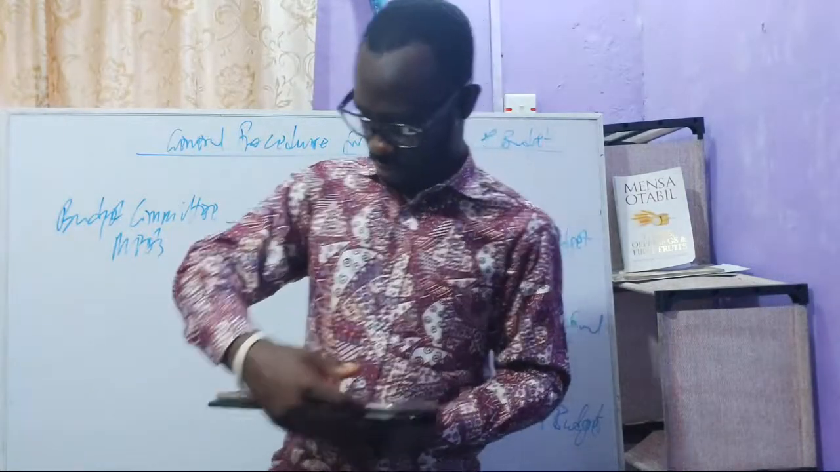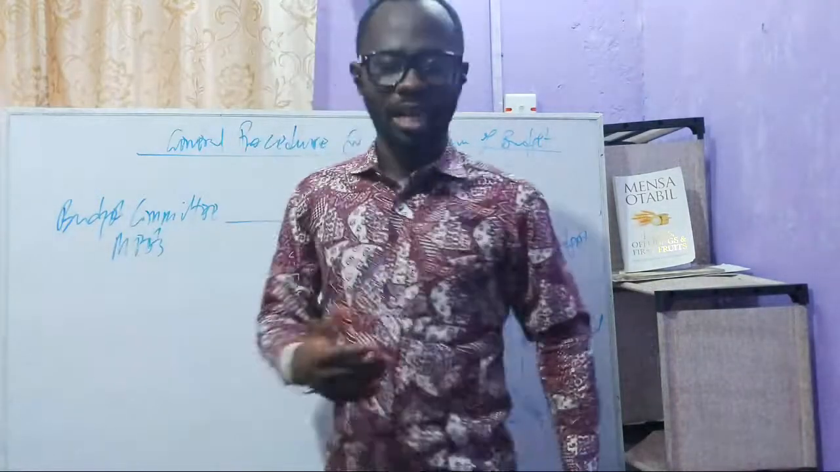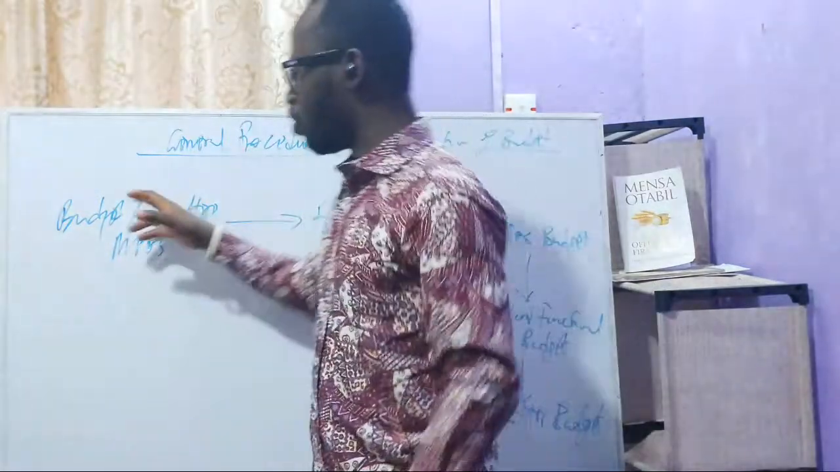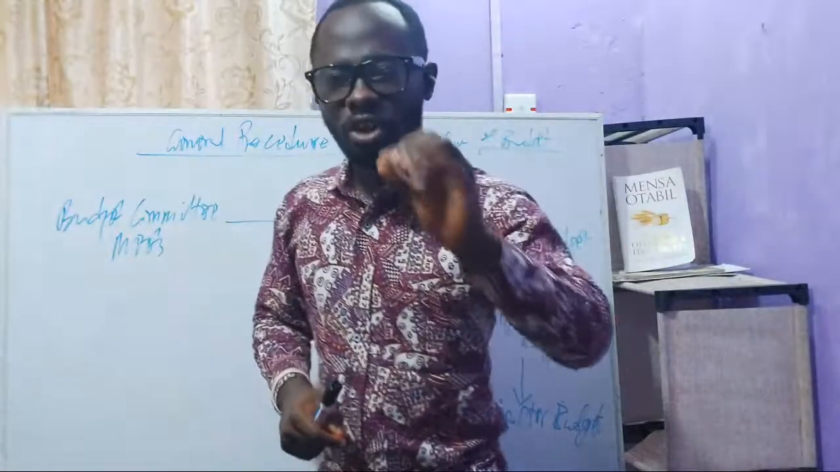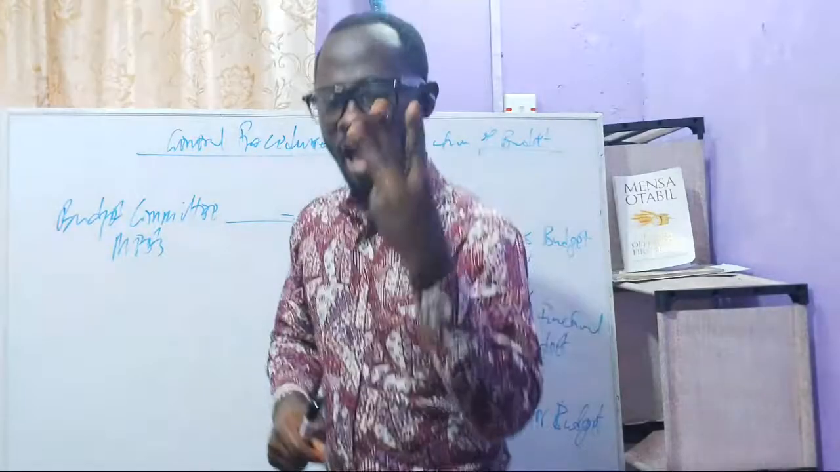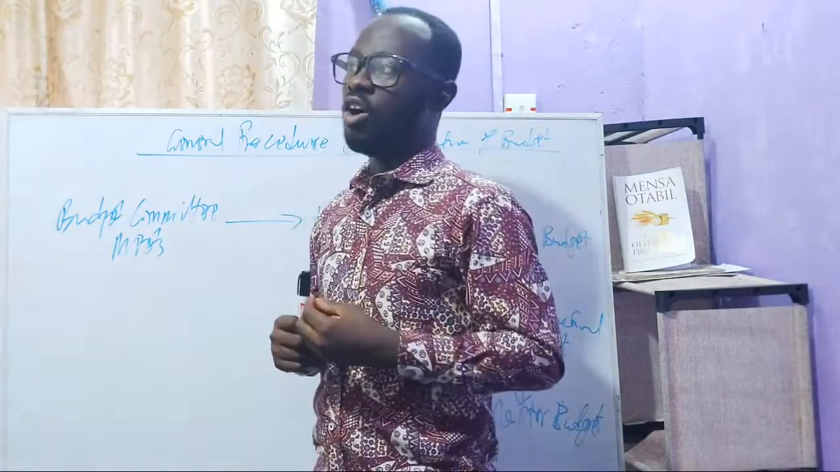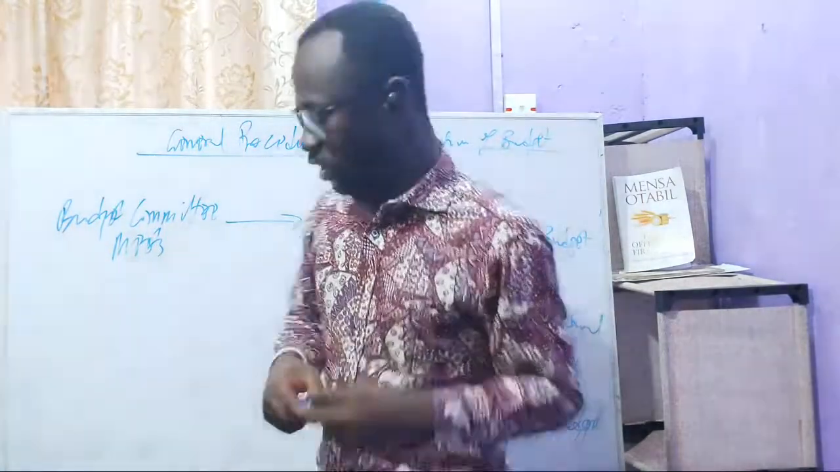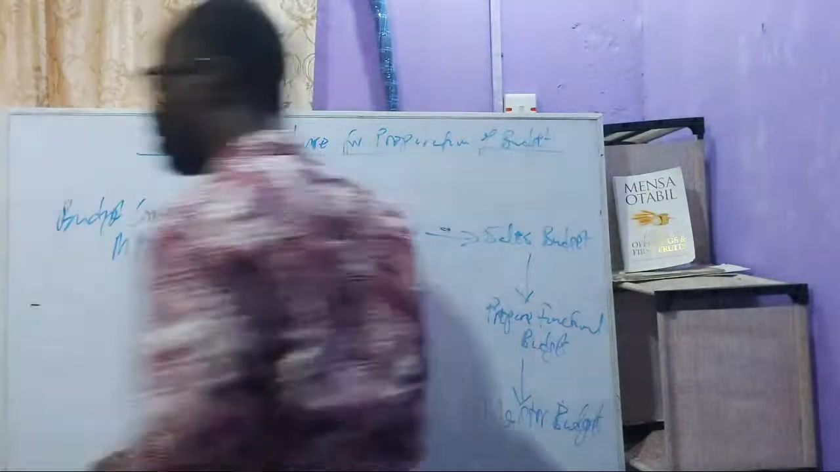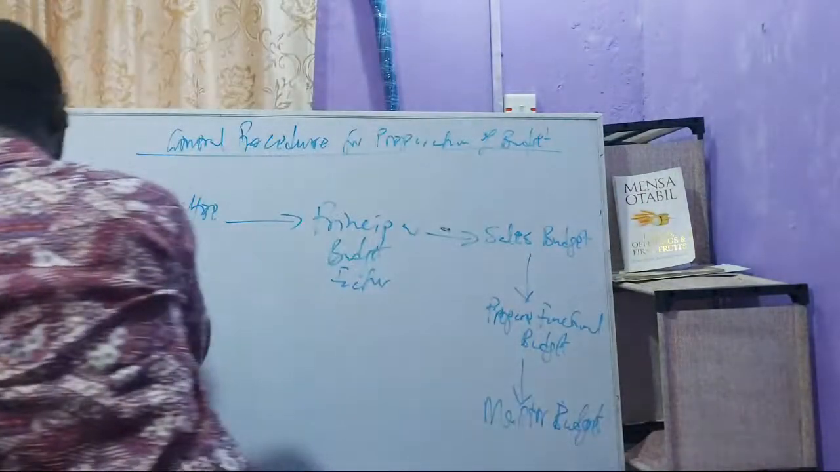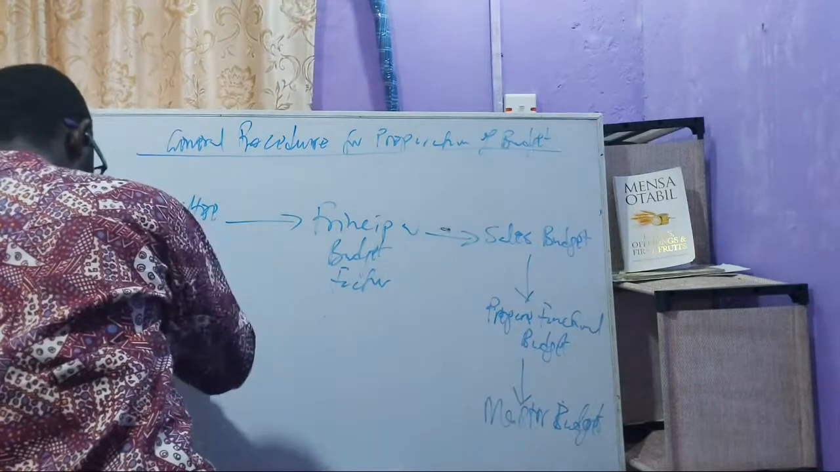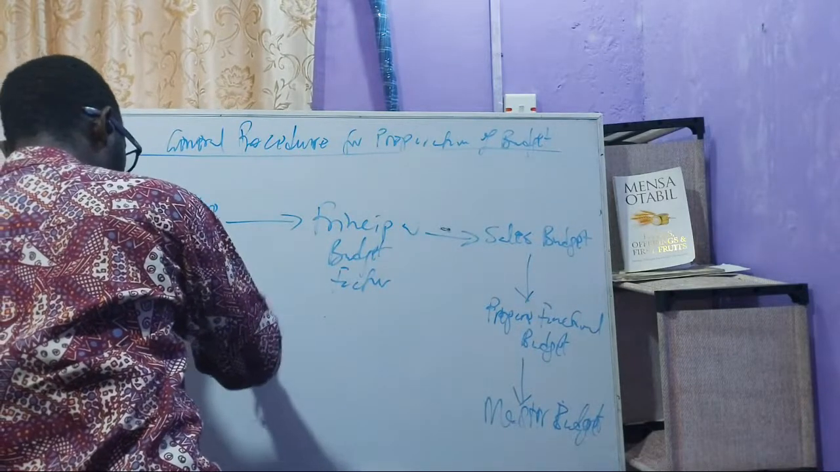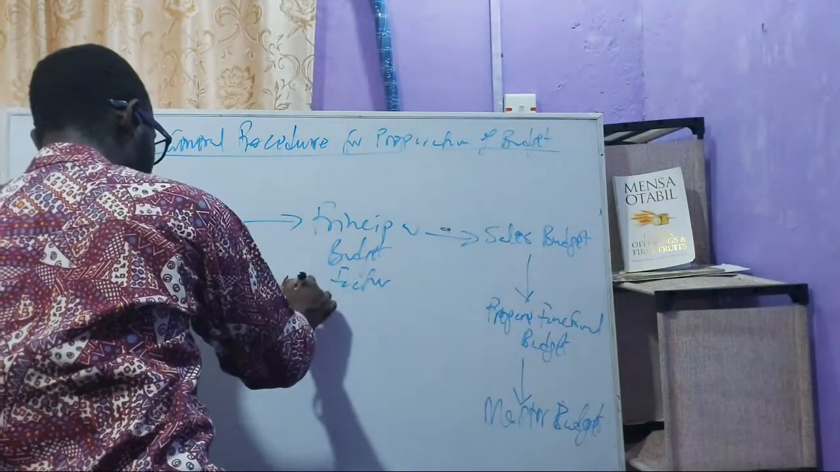So how do we get a budget prepared in relation to that? What does the budget committee do? The budget committee, among other things, has three key responsibilities. The first thing the budget committee does is to determine the strategic objective of the organization, the strategic goal or objective of the organization.